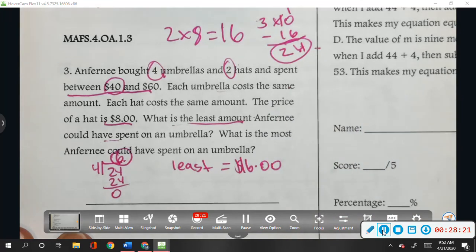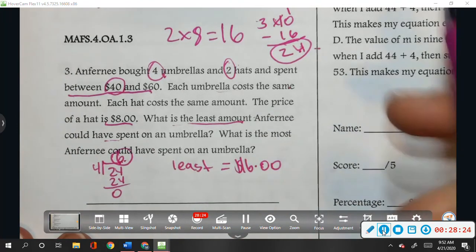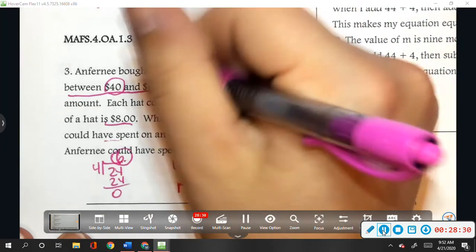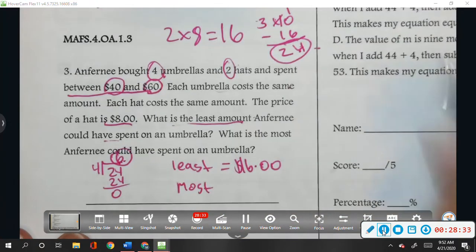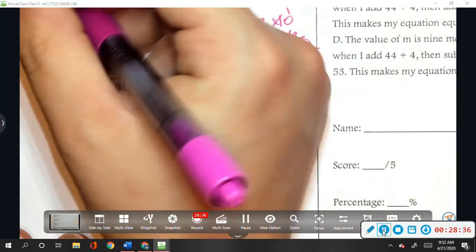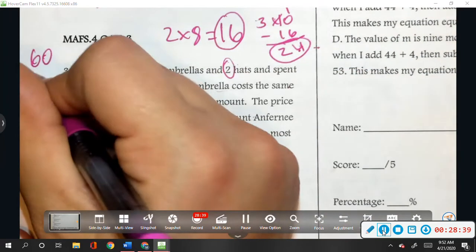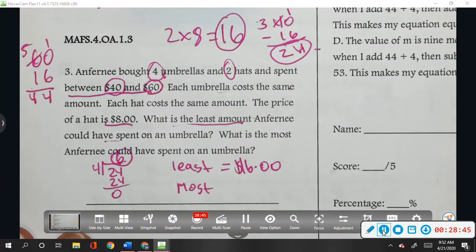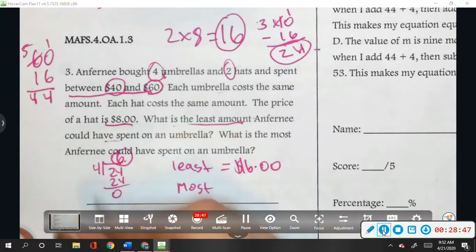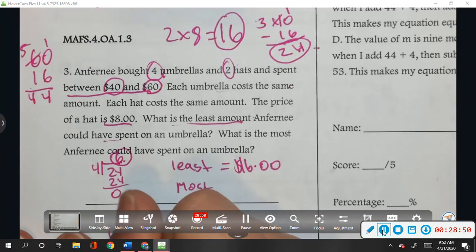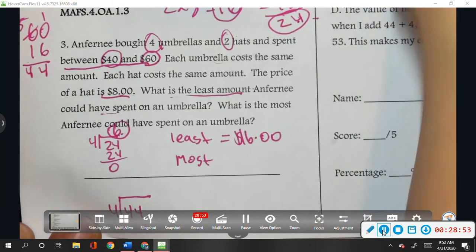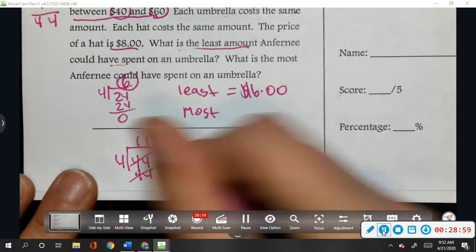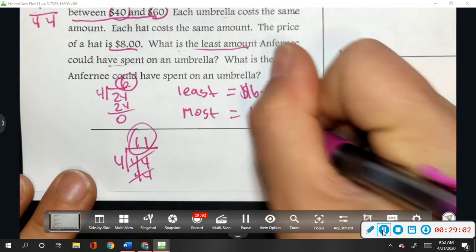And if I lost you, rewind and go back through the steps with me. The most she could spend, so we're going to take our highest value, 60. We're going to subtract out our hats. So we had 60. We spent 16 on hats. Subtracting. So we want to divide 44 by 4 this time. Our 4 umbrellas, we had $44 left after our hats. 4 goes into 44. 11 times 4 is 44, and they all cancel out. So the most she could spend was $11.